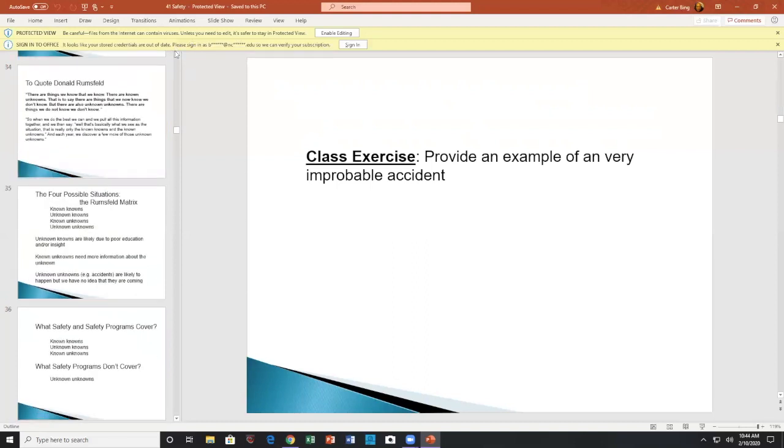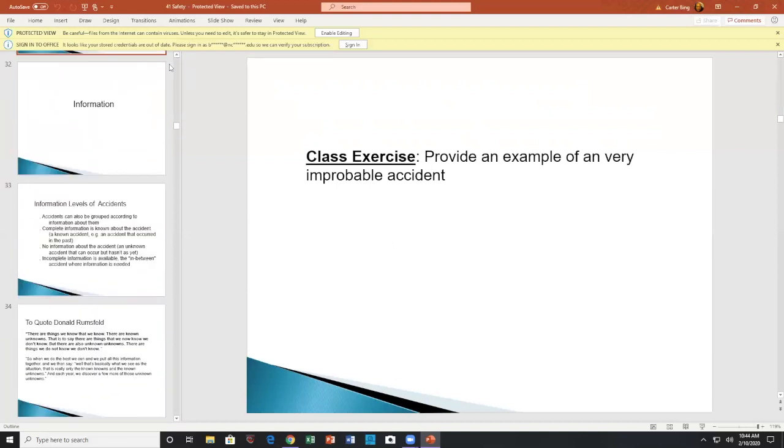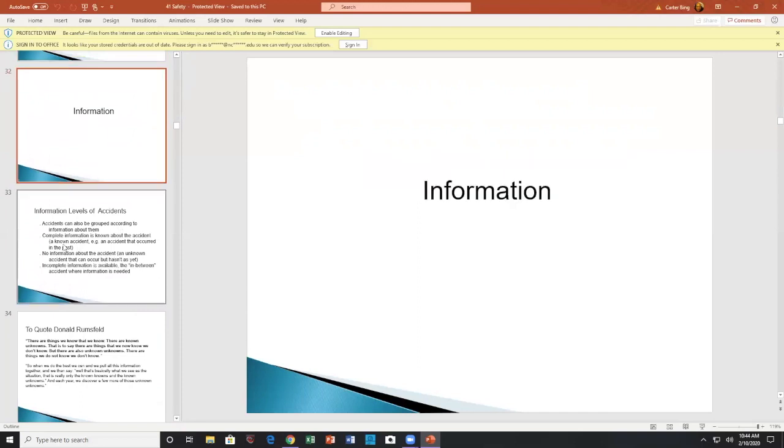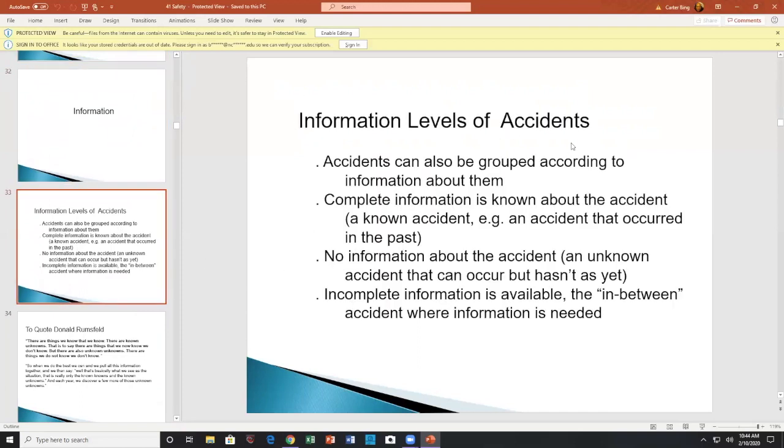Information. Well, let's take a look at information. Information levels: accidents can be grouped according to information about them. Complete information is known about accidents. A known accident is one that occurred in the past. An unknown accident is one that can occur but hasn't yet. Incomplete information is available for the in-between accident, where information is needed.